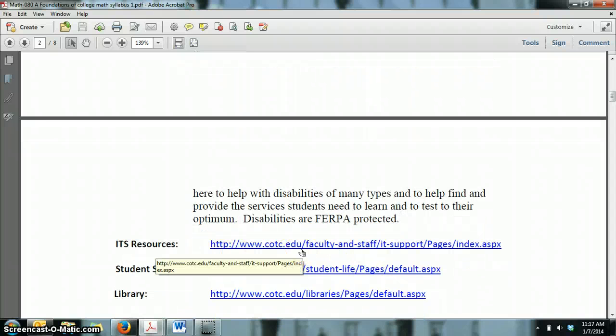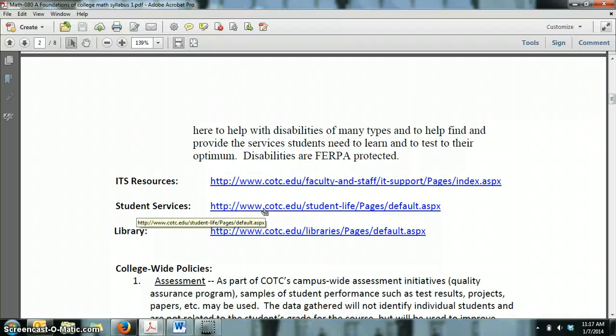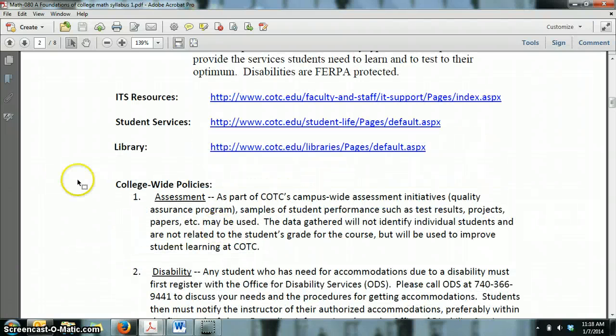ITS, this is for anything Moodle related or email related. If it's about Math Excel, please contact me. Student Services have a bunch of study skill stuff and some financial planning stuff for you, so that's a great resource. We won't be using the library a lot, but again, it's a good place to have. There's some extra math texts and stuff there too.